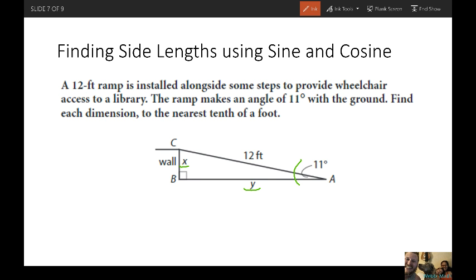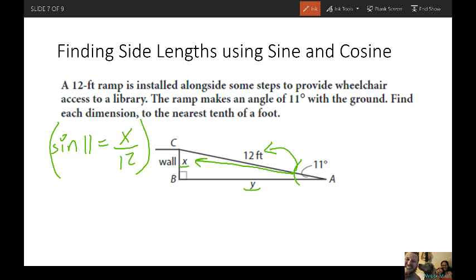We have an angle given to us, an acute angle. And basically you're going to look at, well, we have sine and cosine. So if we look at sine of angle A, x is its opposite, and its hypotenuse is 12. So we can find the height of the wall by using sine. So sine of 11 degrees equals the opposite over the hypotenuse.